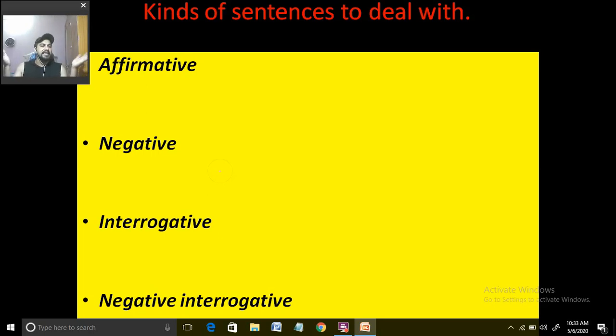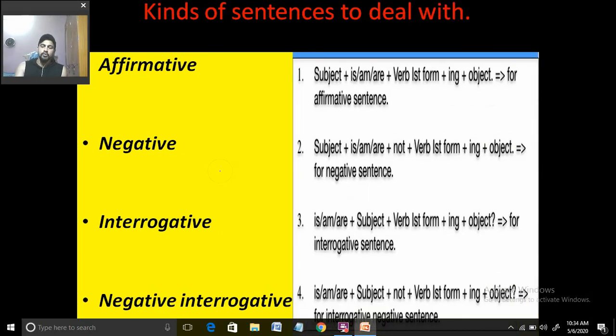Affirmative is when we say something in declaration form, or something is said in the positive form. The negative is itself a negative statement. When we say no in the statement, we use the negative sentence. Then for interrogative and negative interrogative, how they will be written, we're going to share the picture of the structures, so that you'll be aware of the different structures of the affirmative, negative, interrogative, and negative interrogative. Let's go with that.